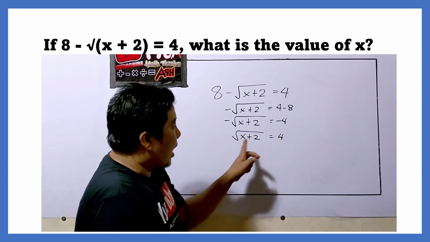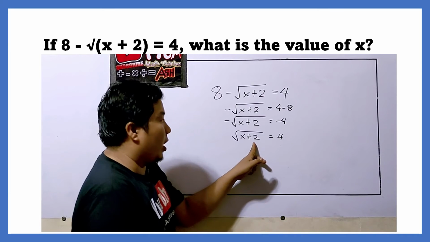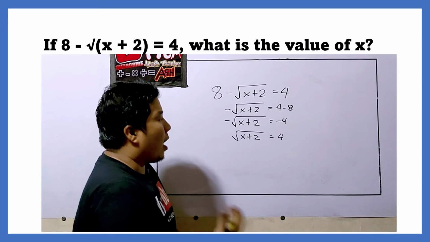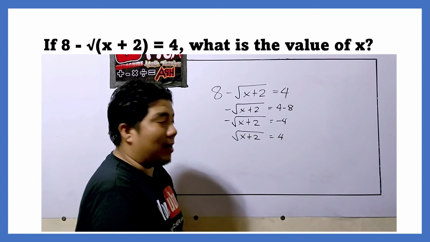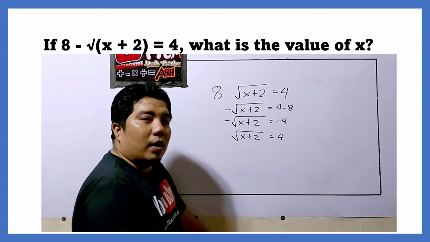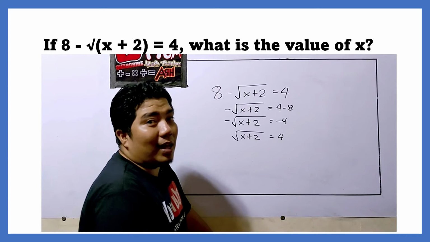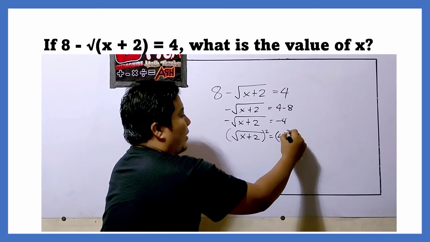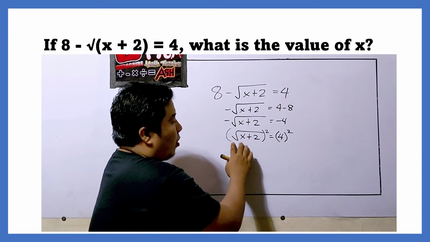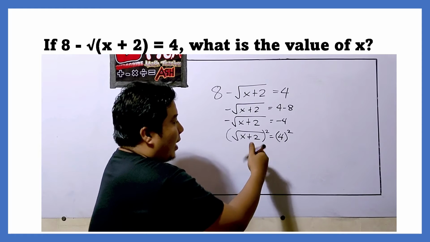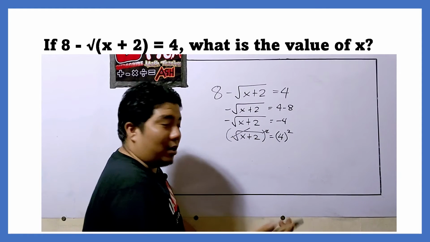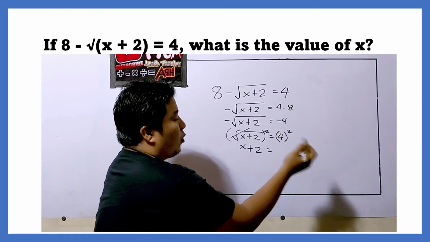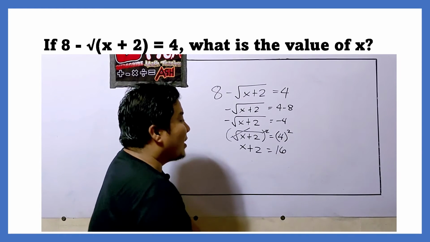Now, the question is, how do we eliminate the plus 2 here? The first thing you should do is eliminate the radical sign. How do we eliminate the radical sign? Since this is a square root, we will use the opposite of square root, and that is square. So we will square both sides of the equation. The square root of an expression squared will cancel each other, so the left side will become x plus 2, and the square of 4, that is 4 times 4, will become 16.